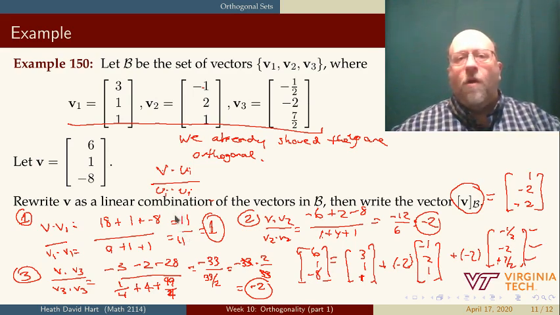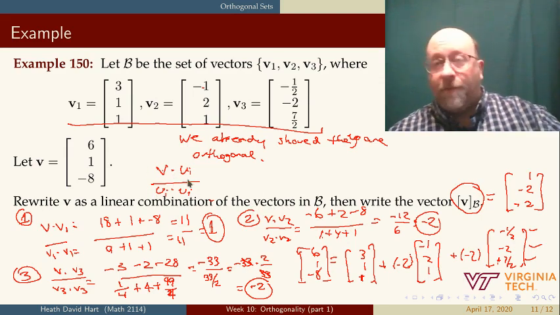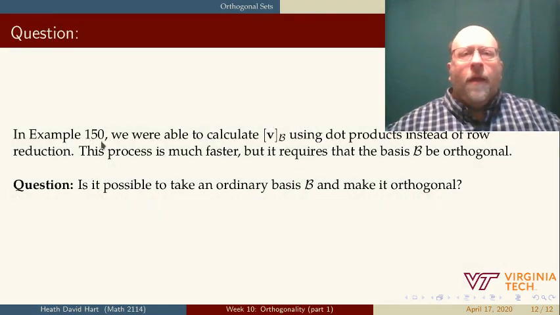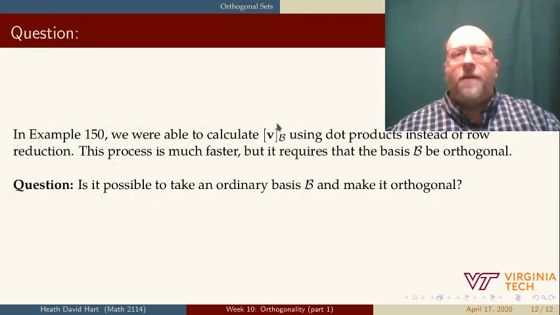And so we're able to calculate a linear combination of vectors, but we had no row reduction. We did this entirely using dot products. And that's a lot faster. So we're able to calculate the alternate coordinates of v using dot products instead of row reduction. That process is a lot faster, but it only works if b is orthogonal.